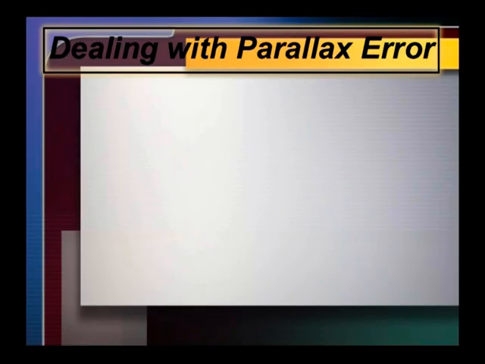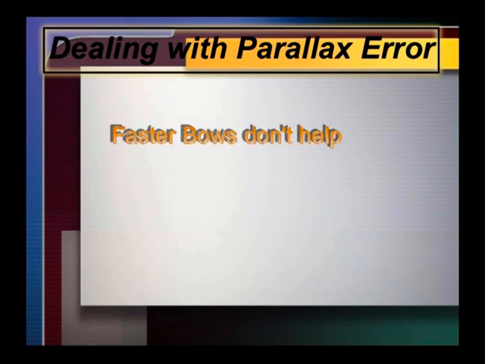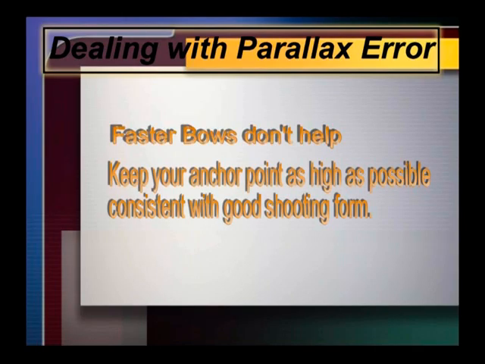You can't buy your way out of parallax error. Faster bows don't help. Even a rifle would have parallax error if the rear sight was 4 or 5 inches above the barrel. Next, keep your anchor point as high as possible, consistent with good shooting form. Since the amount of parallax error is a function of the height of your eye with respect to the arrow, using an anchor point that is closer to your eye will reduce the error. Remember though, you don't want to interrupt good shooting form.